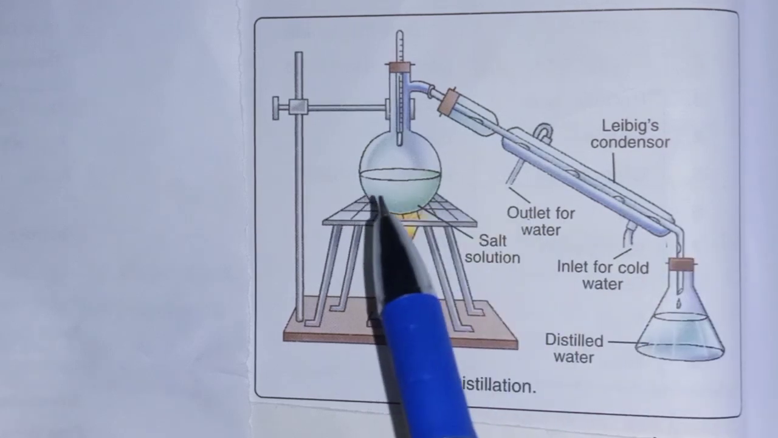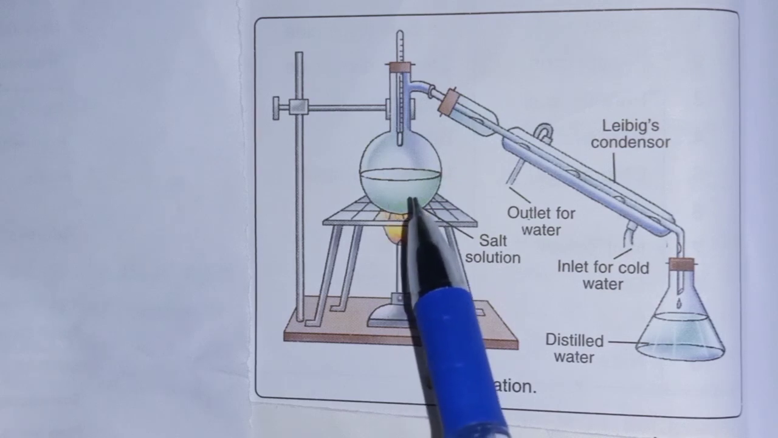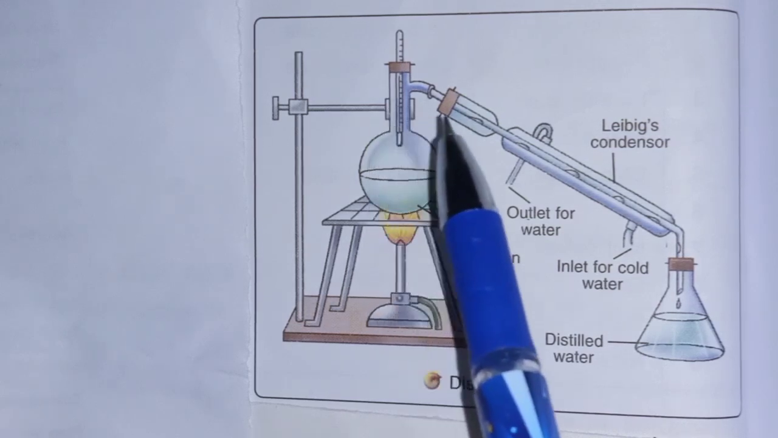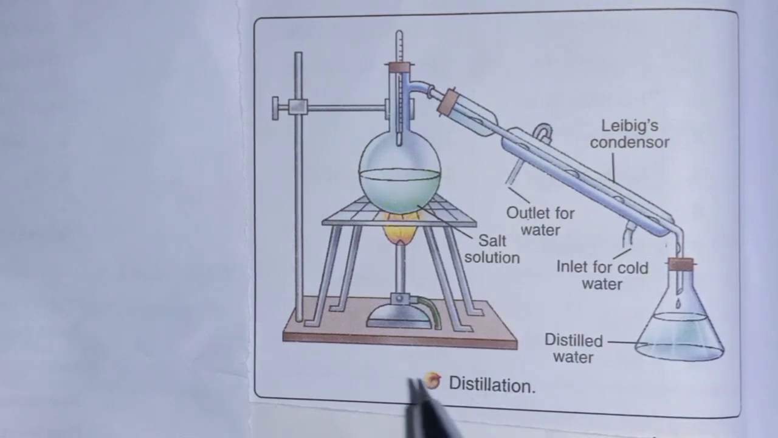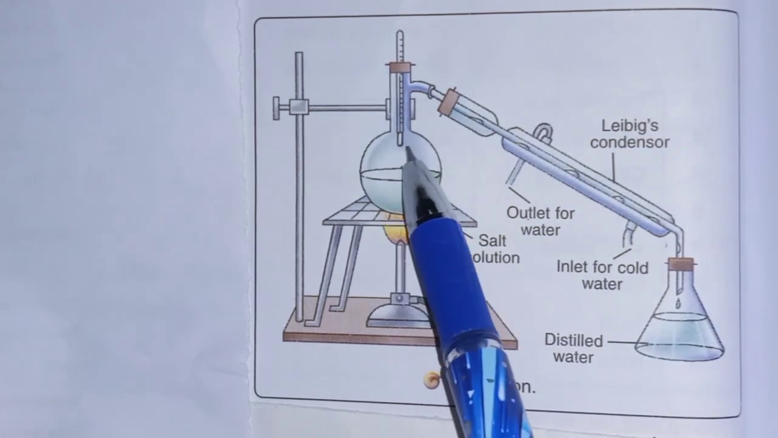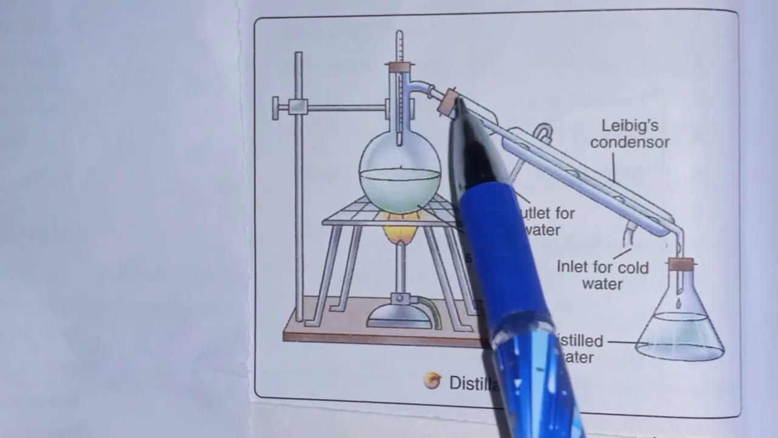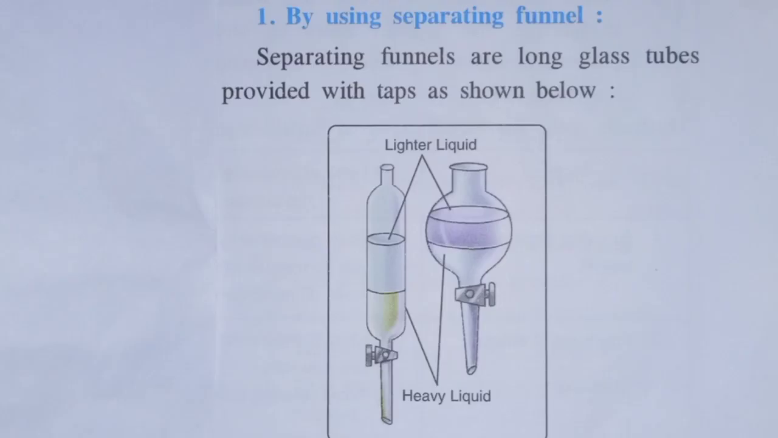After some time you will see that sodium chloride is left here in the bottom of the flask, and all the water is converted into distilled water. So this whole process is called distillation. And in evaporation, we have just evaporated water and collected solid over here. We have not collected the pure form of water in any apparatus.